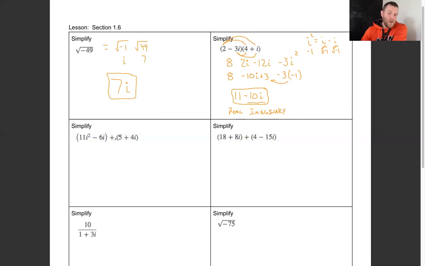Let's do the same thing. Now, see, these two are multiplied by each other. This one, there's just a plus. Well, that's easy. If there's a plus ever between two parentheses, you just get rid of the parentheses. So again, i squared is negative 1. So we have 11 times negative 1 minus 6i plus 5 plus 4i. Simplify what you can. 11 times negative 1 is negative 11. Negative 6i and 4i, negative 2i plus 5. Simplify what I can. Negative 11 and 5 is negative 6 minus 2i.